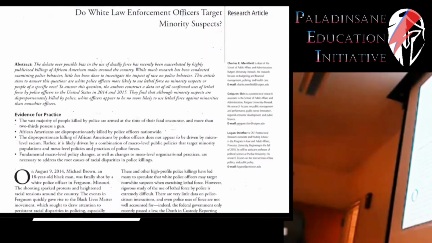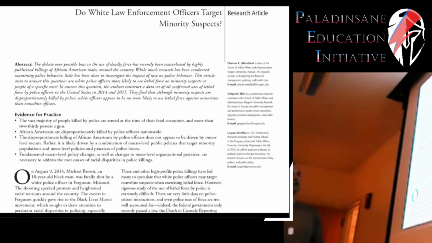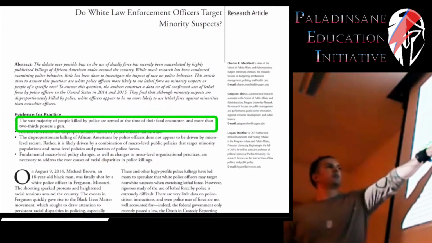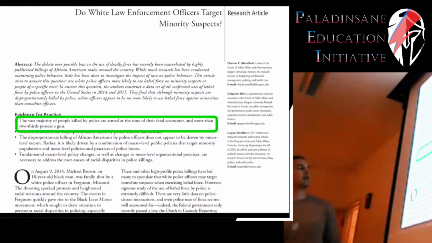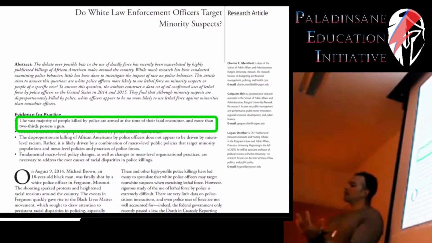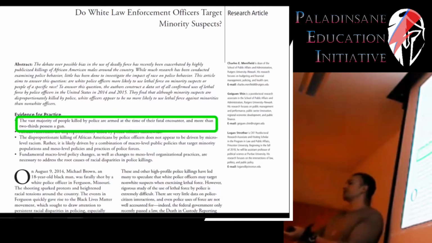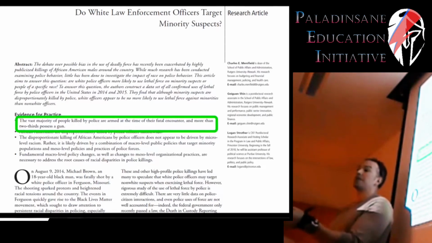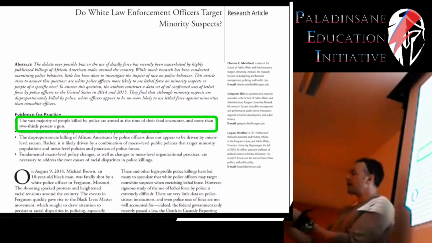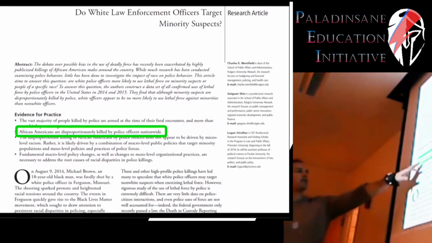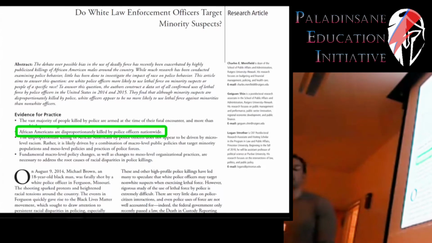And what they found was, here we go. They found that the vast majority of people killed by police are armed at the time of their fatal encounter, and more than 2/3 possess a gun. So people that are killed by the police, more than 2/3 of them possess a gun. And actually, I believe it was 99% of them are armed in some manner, either with a knife, with a gun, with some sort of weapon, if they are involved in a police shooting. African Americans are disproportionately killed by police officers nationwide.